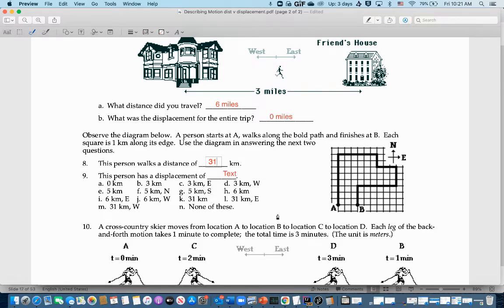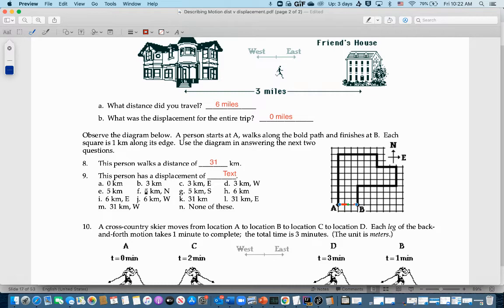Displacement is how far I am from where I started. Well, this is my displacement from here to here. How many is that? Well, that's 1, 2, 3. So that'd be 3 kilometers. But my answer is not B. Okay? Do not think your answer is B here.